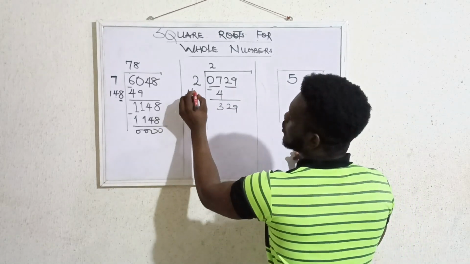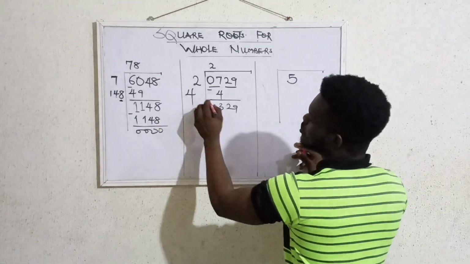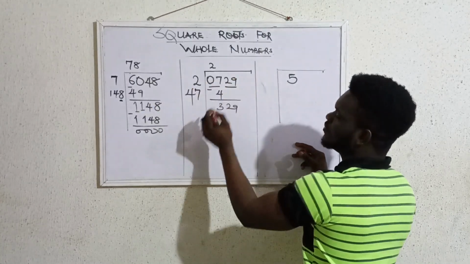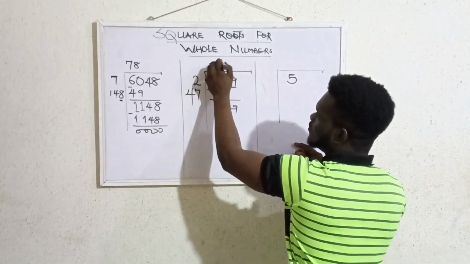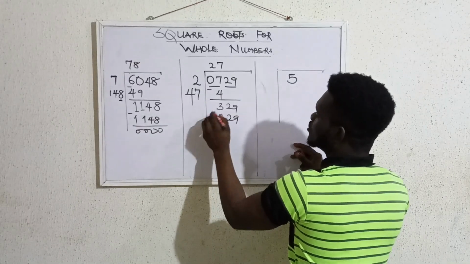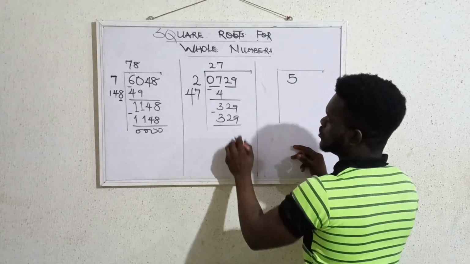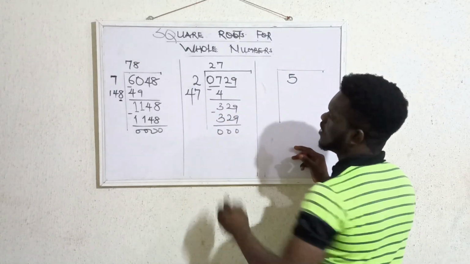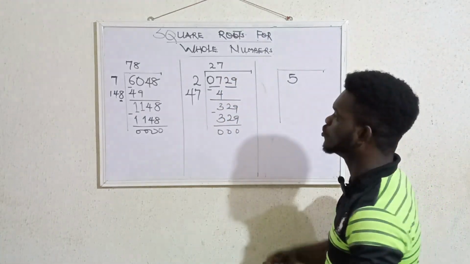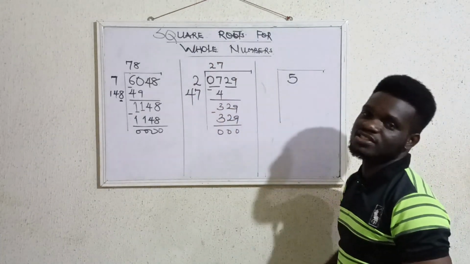So what do we do? The only number, if you understand your multiples, is 47. So if I say 47 times 7, don't forget I will drop my 7. 47 times 7, I'm going to get 329. Then you subtract it, you have that. So you have successfully gotten the square root of 729, which is 27.